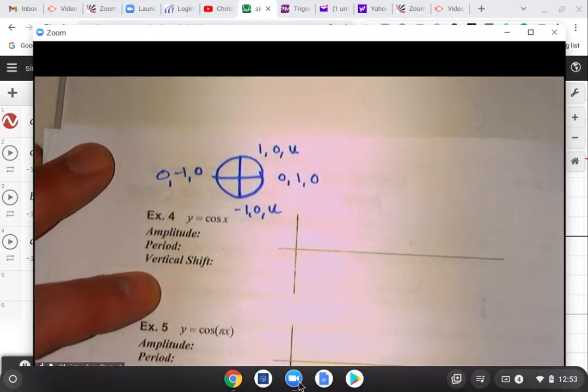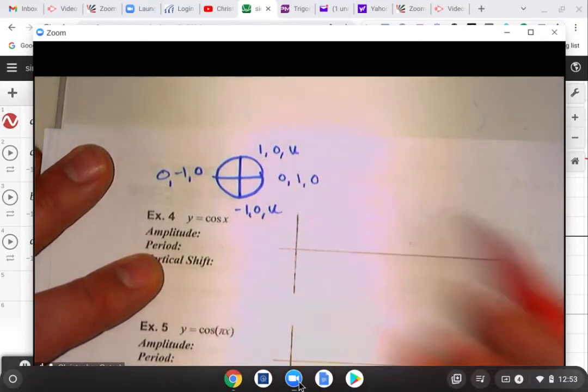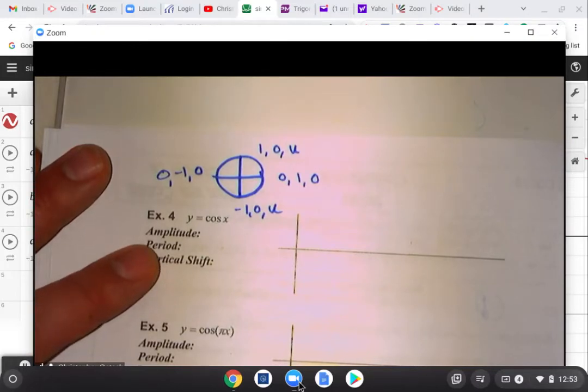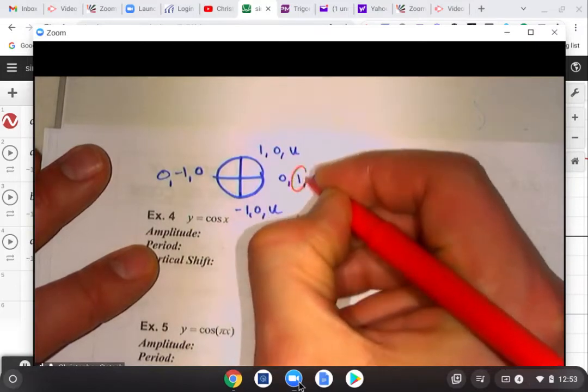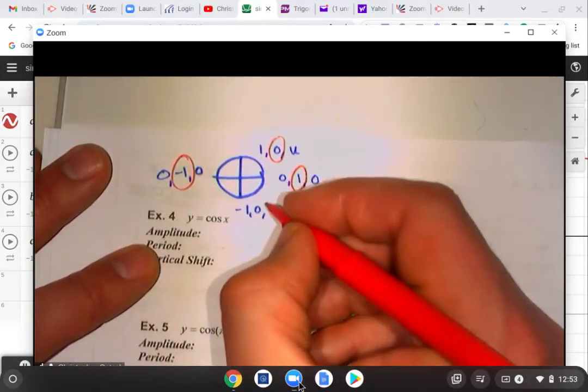When we look at cosine, these numbers are in terms of SOHCAHTOA. So which one's cosine? Which one are we looking at? What do we want? First, second, or third number? Number 2, Kylie says. Good. So 1, 0, negative 1, and 0.